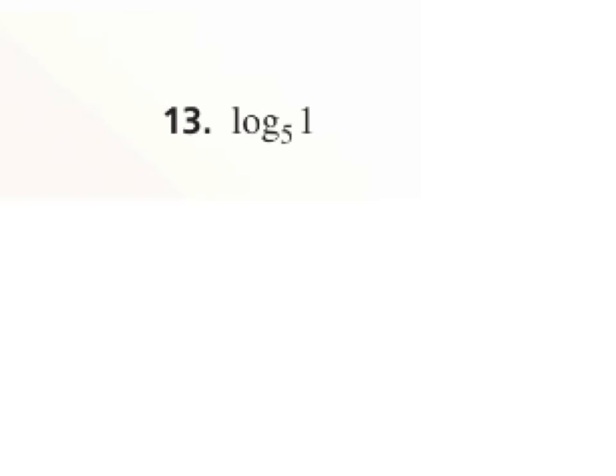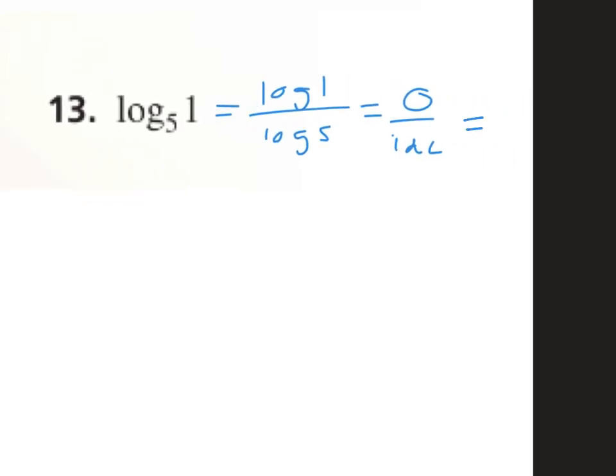All right, 13. So we can put this in our calculator, or you don't even need to if you are a genius and you know what it is. So we would have log of 1 over log of 5. We've done this so many times. What's the log of 1? 0. It doesn't even matter what the log of 5 is. I don't care. So what's 0 over whatever? 0.